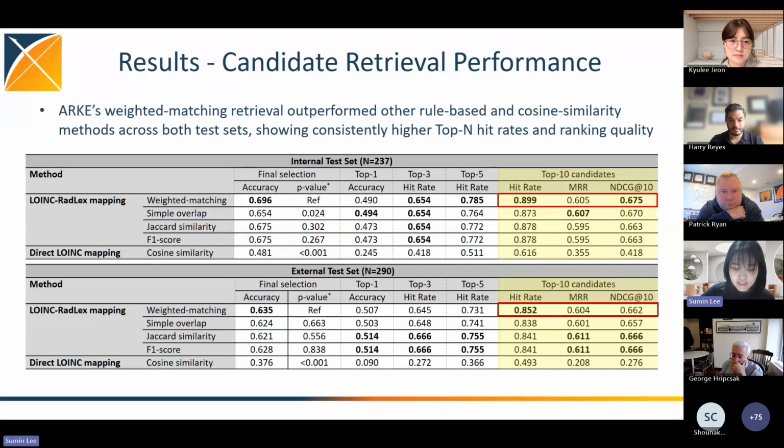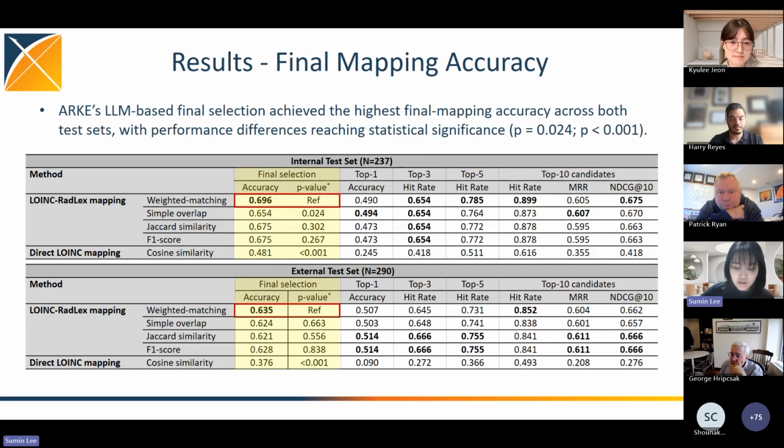This is ARKE's candidate retrieval results. Our approach achieved the highest hit rates and ranking scores across both test sets, consistently retrieving better candidates than other similarity-based methods. The final mapping accuracy was also highest with our pipeline, and the difference was statistically significant. This demonstrates that the constraint reasoning step of the LLM is reliable.